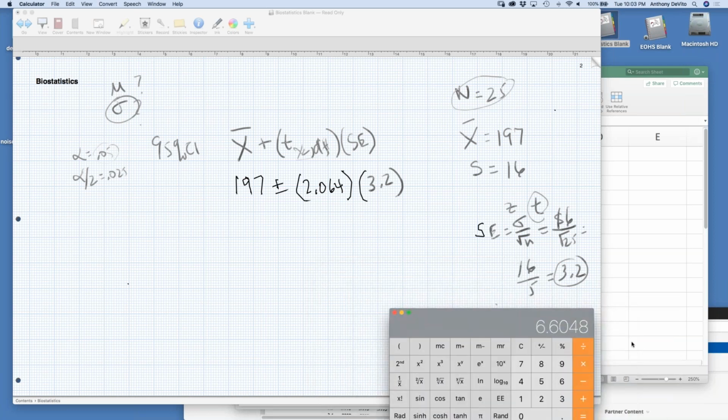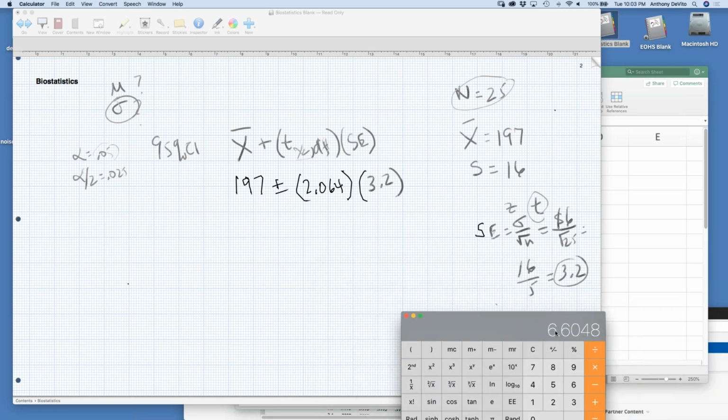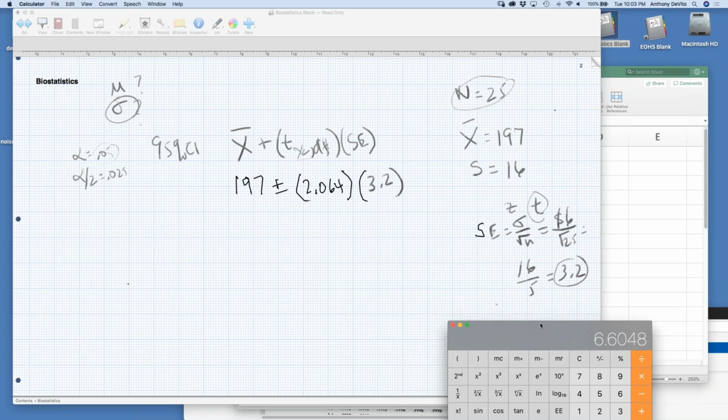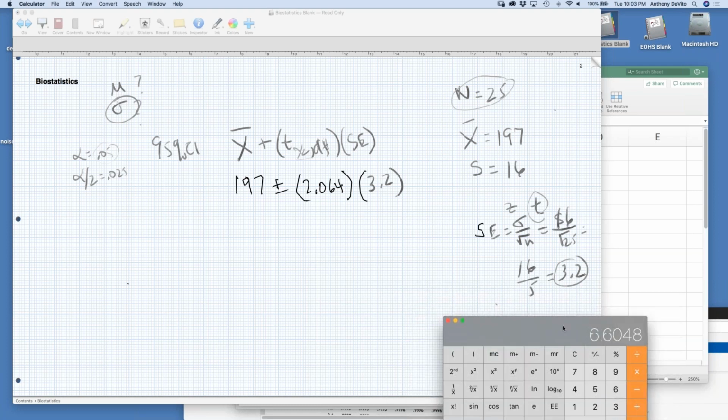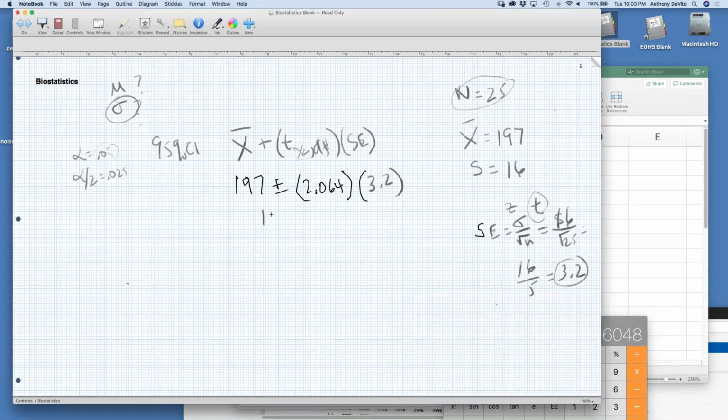Okay, for our purposes. Normally, I would keep all those digits until I'm all done, right? After I do the adding and subtracting and multiplying, I would keep all those digits. But just for expediency, I'm just going to keep the 6.6. So 197 plus or minus 6.6.